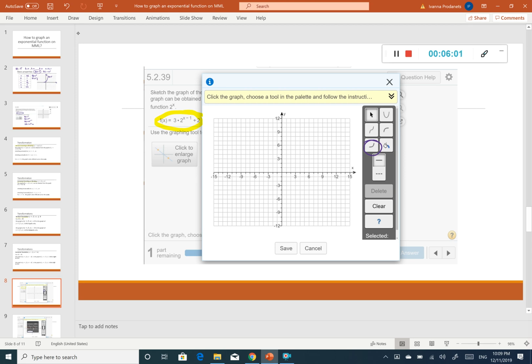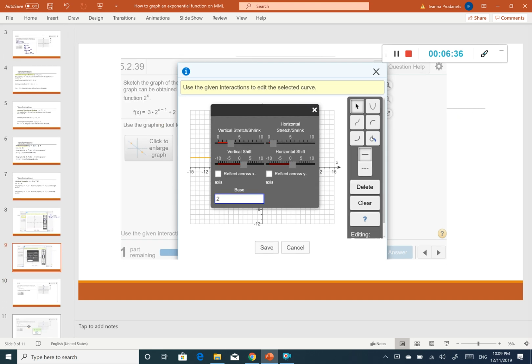I guess the best point to calculate would be the point when x is equal to 1. When x is equal to 1, then f of 1 will be 3 times 2 to power 1 minus 1 plus 2, which will be equal to 5. So when x is equal to 1, the value of the function will be 5. And once I grab this tool from the table of tools, then I will be able to graph this function here. Once I click on the curve, the next box will pop up.